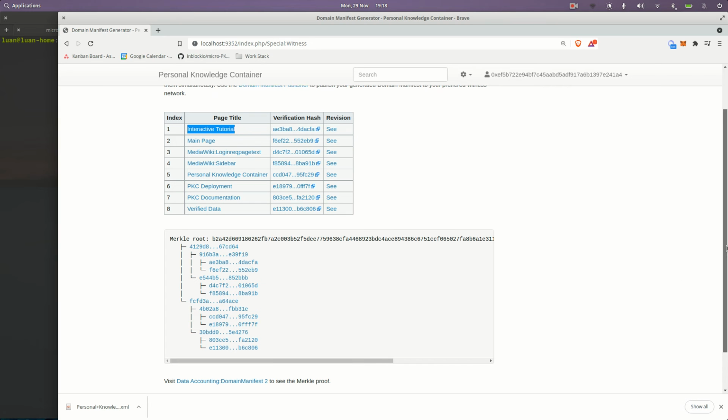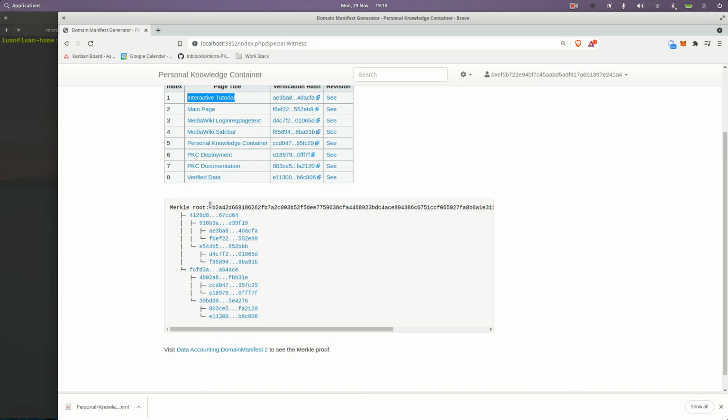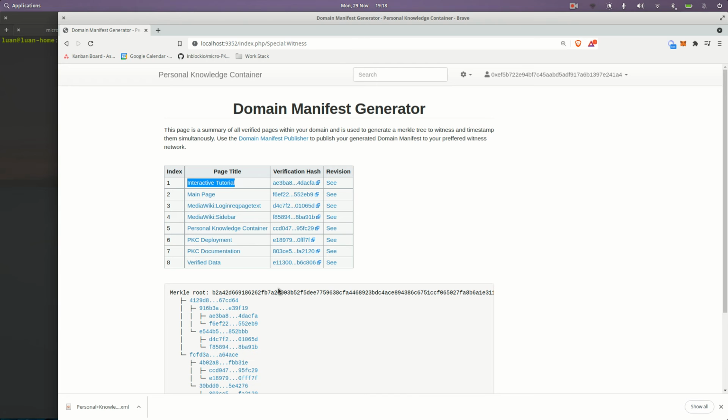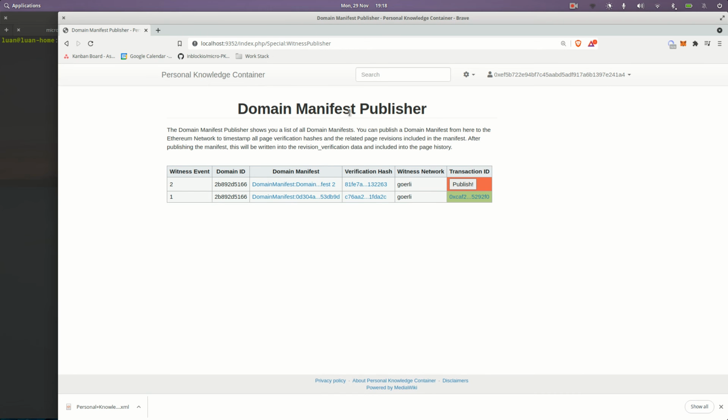So what I want to do next is I want to put this fingerprint in a public place so that we can see that that was the fingerprint of my data vault at this time on Monday, the 29th of November. We've made just the tool for that. It's the domain manifest publisher.